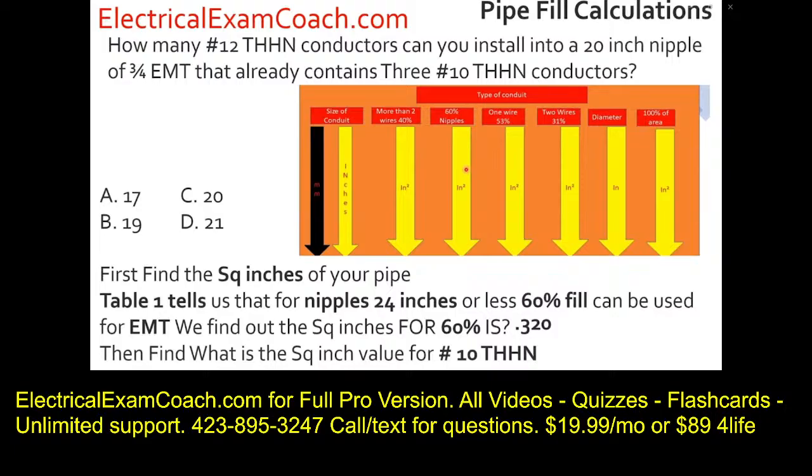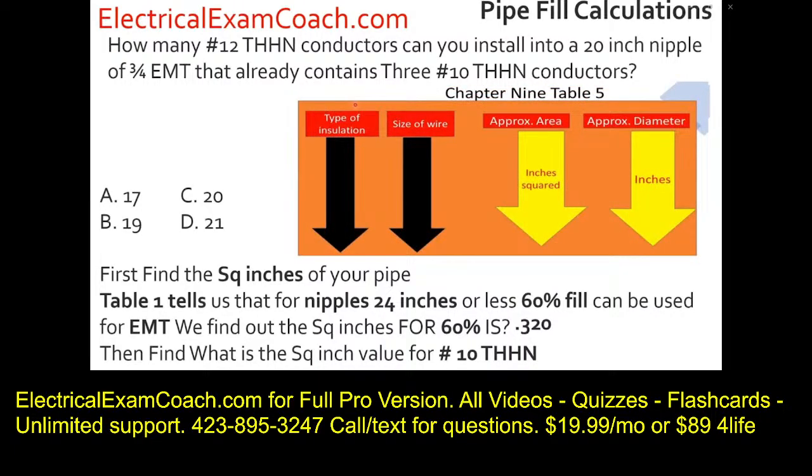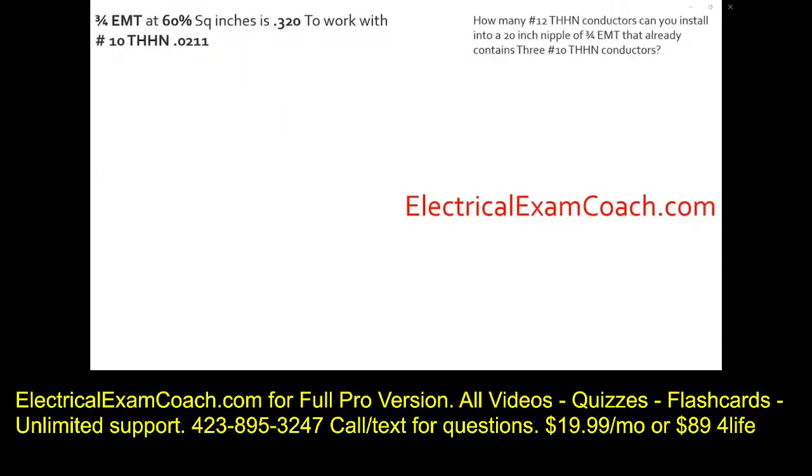We're going to head to Chapter 9, Table 5, and find out the square inch value of our conductors. When we get there, we verify we're in 5 and not 5A. Then we're going to come down the left-hand side, come over to our size wire. Then we're going to come over to the approximate area, and we're going to find that it is 0.0211. We found out our pipe. We found out our starting conductor.